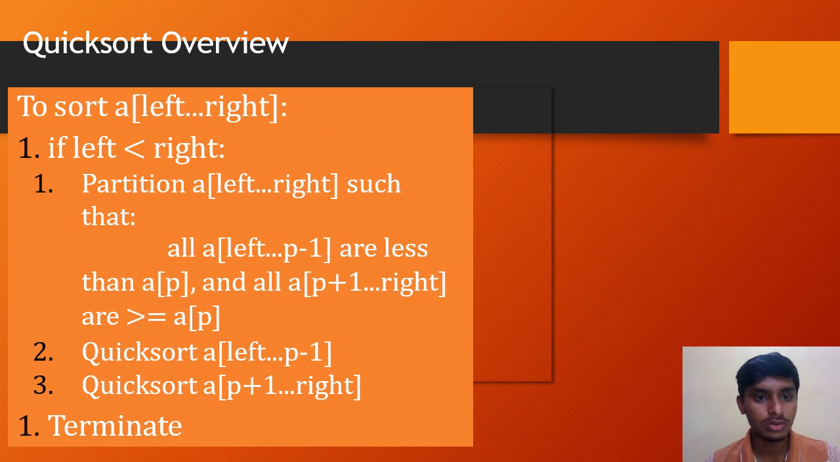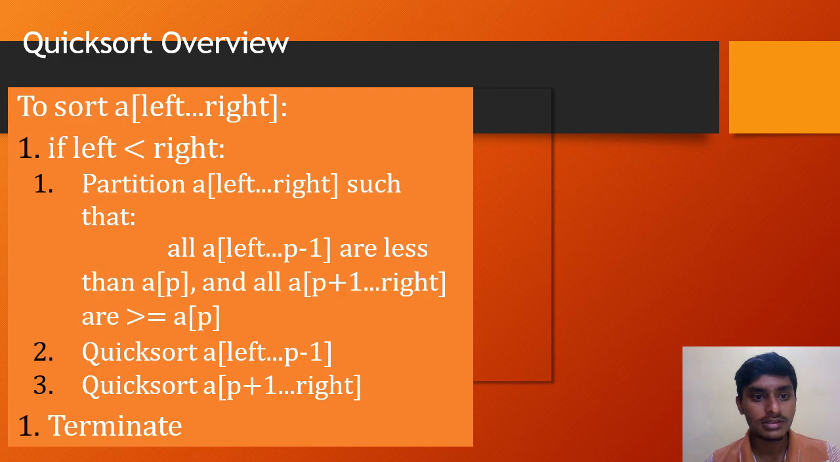Overview. To sort A of left to right, if left is less than right, partition A of left to right such that all A of left to P minus 1 are less than or equal to A of P, and all A of P plus 1 to right are greater than or equal to A of P. Quicksort A of left to P minus 1 and quicksort A of P plus 1 to right.